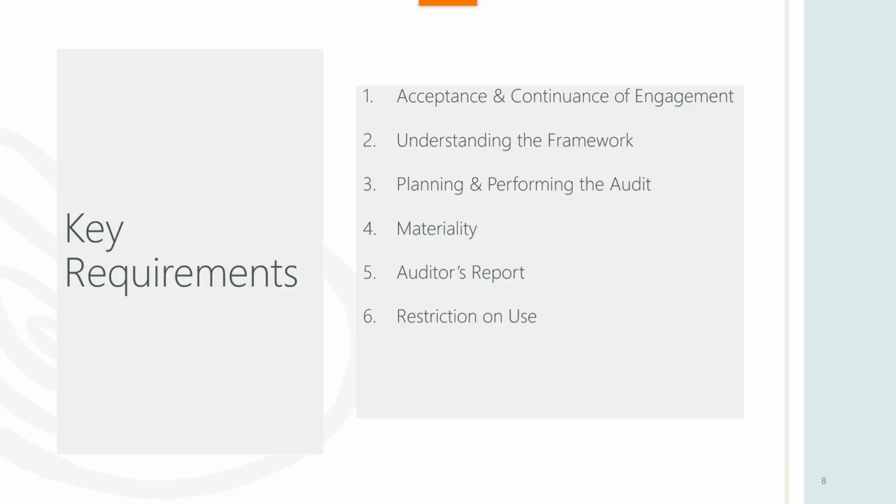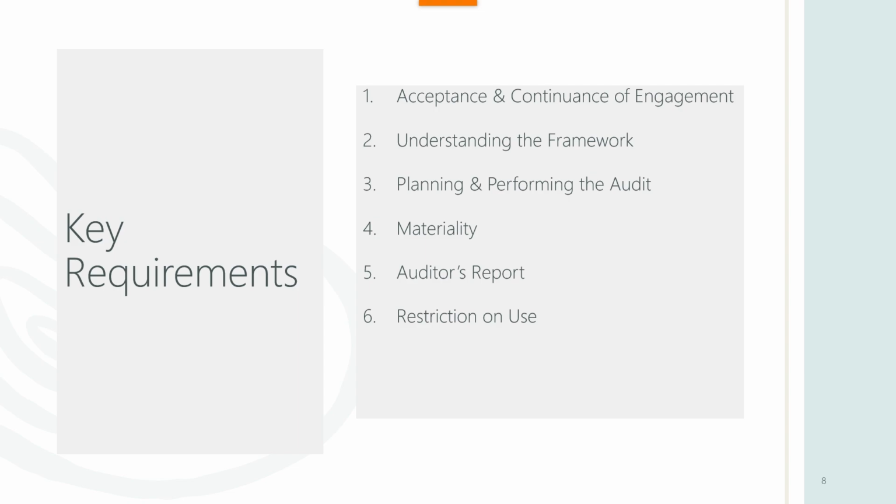Let's move forward and discuss planning and performing the audit. All relevant ISAs still apply, but auditor procedures must be adapted to the specific purpose framework. The auditor focuses on risks relevant to that framework. For example, in cash-based financial statements, accrual testing may not be relevant, but completeness of cash receipts becomes important.